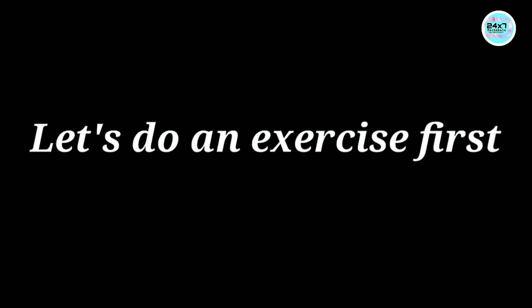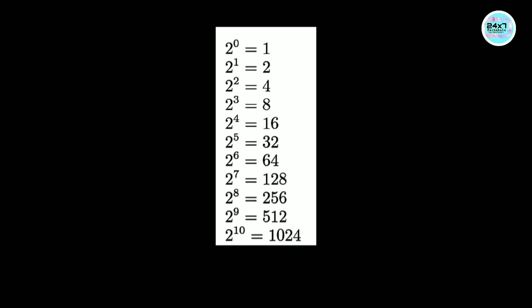Let's do an exercise first. Start writing powers of 2. You will get a table like this. Now, start dividing the numbers by 2 from the bottom. 1024 divided by 2 will give you 2 to the power 9 equals 512. 512 divided by 2 will give you 2 to the power 8. Carry on this process and what will you get? You will get 2 to the power 1 divided by 2 is 2 to the power 0, that is 1. Let's come to the actual problem.